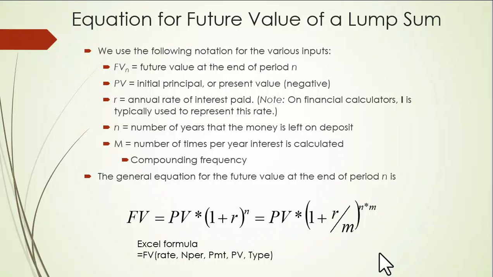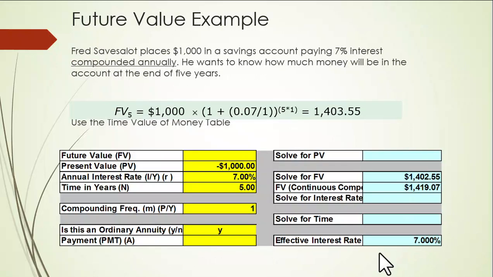The type, we'll talk about that a little bit later on. But to start with, in general, the type is going to be a 0. And we'll talk about what that is later in some further discussions. So basic example, right? We're going to save $1,000, paying 7% compounded annually. How much will be there in 5 years?